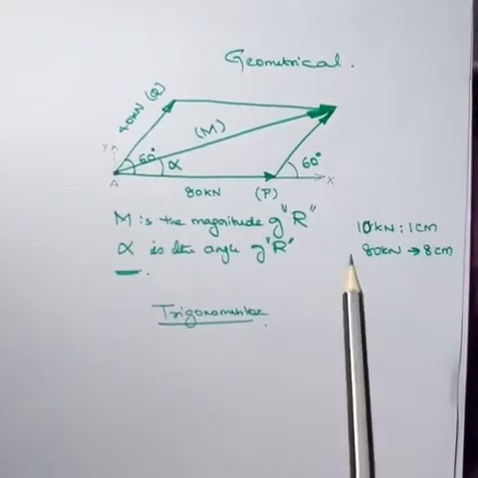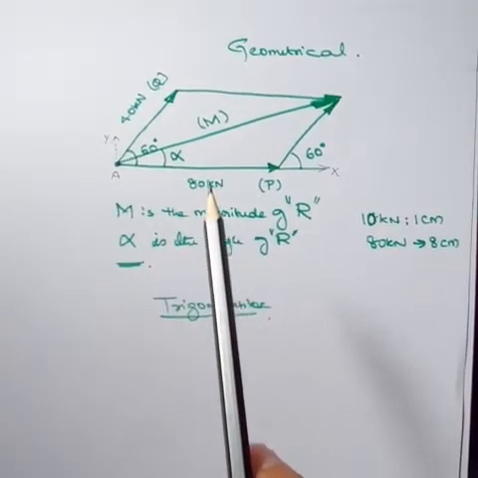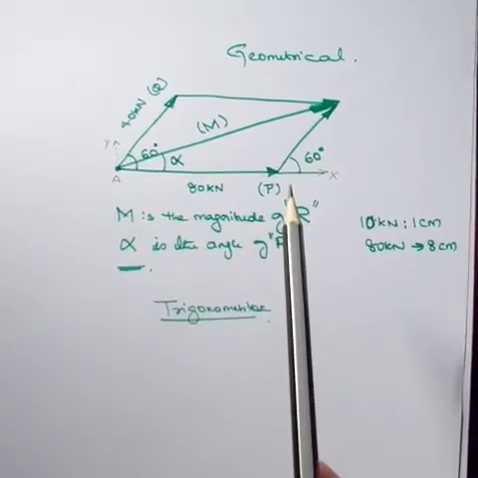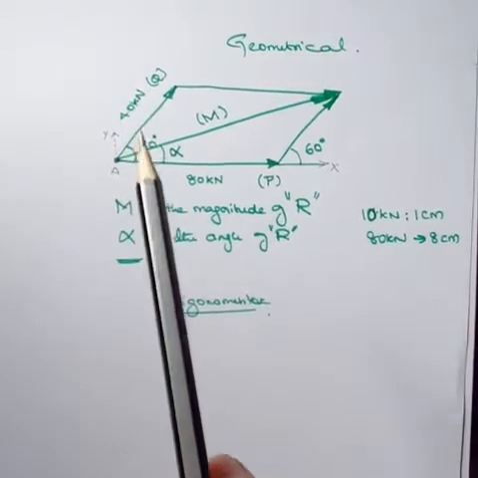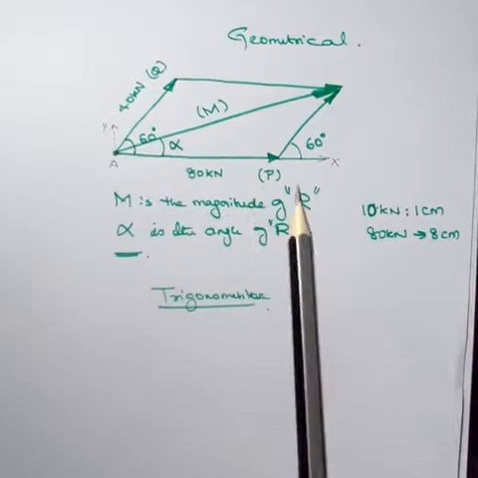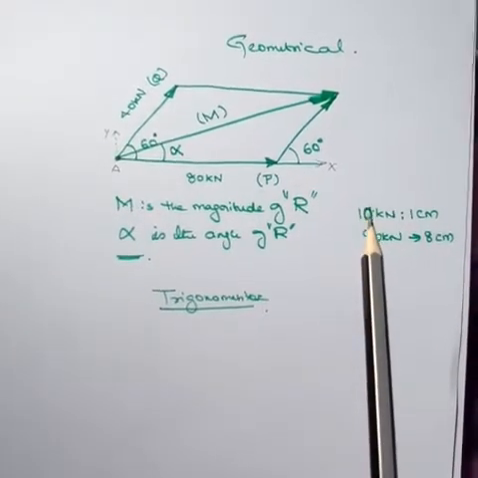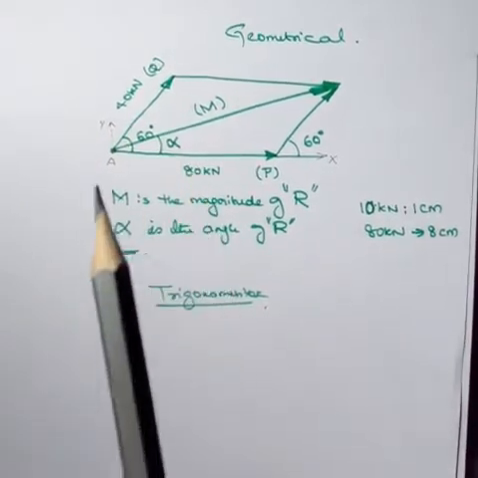Now for example, let's take two forces with a magnitude 80 kilonewton acting horizontally, and another force 40 kilonewton acting at an angle of 60 degrees with the horizontal. So let's have two forces, 80 kilonewton and 40 kilonewton forces.